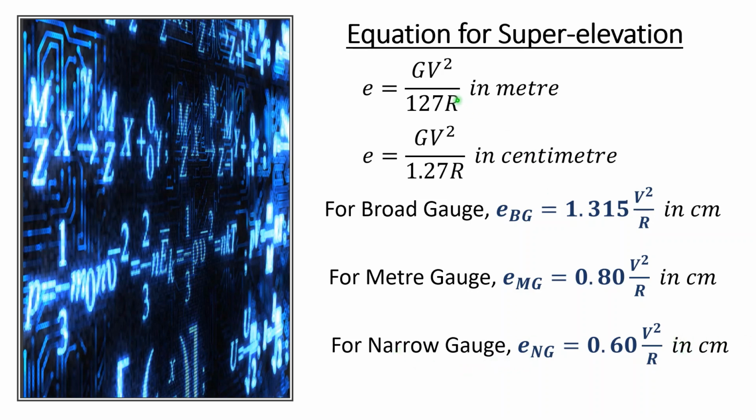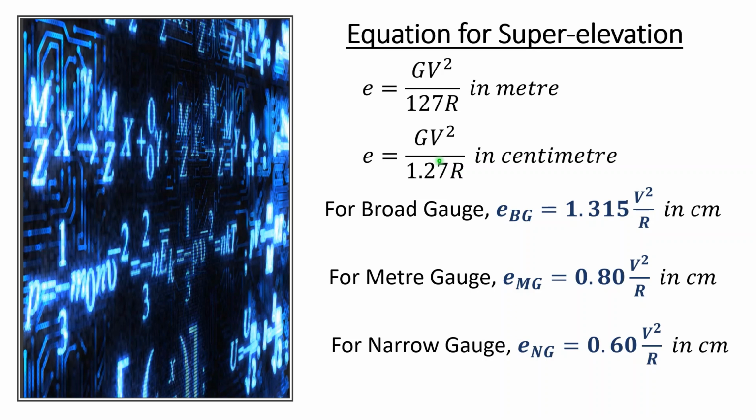So in all these equations, what are the factors that influence the value of super elevation? One is the gauge, obviously. Another one is the radius. As the radius increases, the super elevation reduces, or if the curve becomes sharper, the radius reduces, thereby the super elevation increases. And another important factor is the speed with which the trains are running.